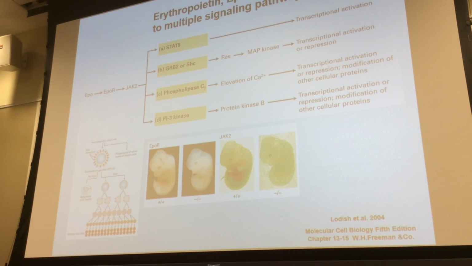So here we have an example. This is erythropoietin, and it's binding to the EPO receptor, and the particular kinase that it's coupling to is JAK number 2. So does anybody know what erythropoietin does?